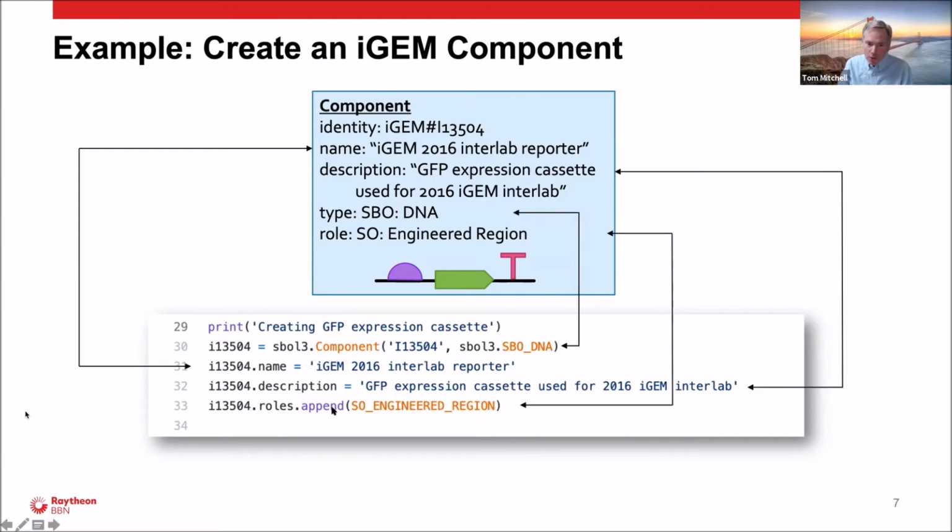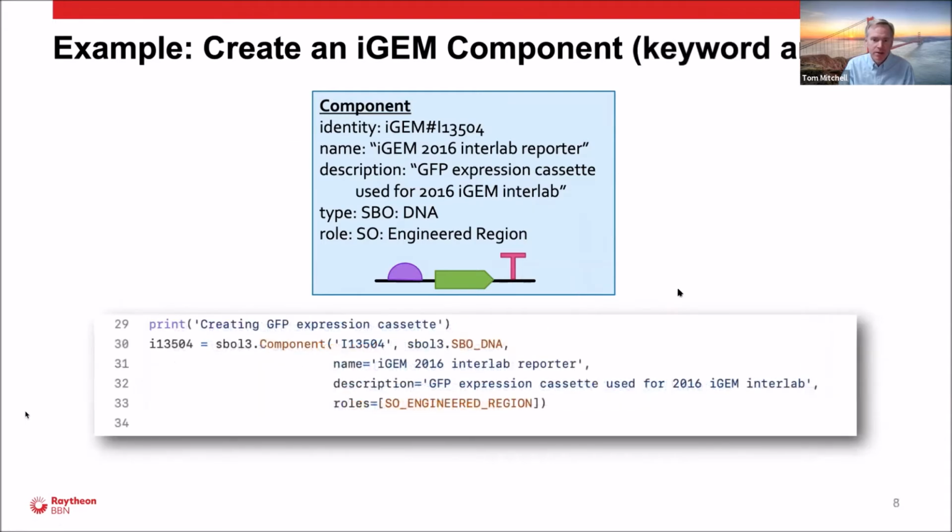This was the way we originally did it. This is still a valid way to do it. But if you know all the values ahead of time when you're about to construct the object, then you can pass all these into the component constructor and give it its name, its description, and its roles through keyword arguments in Python. So sometimes we know all about the object when we're going to build the Python class for it, or the Python instance for it.